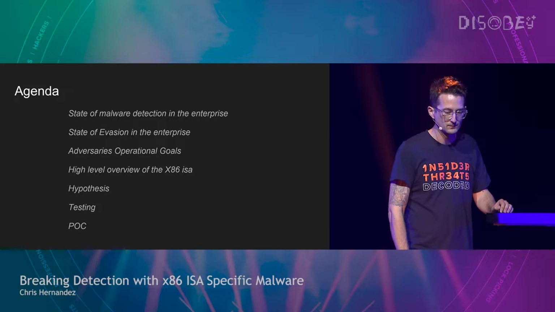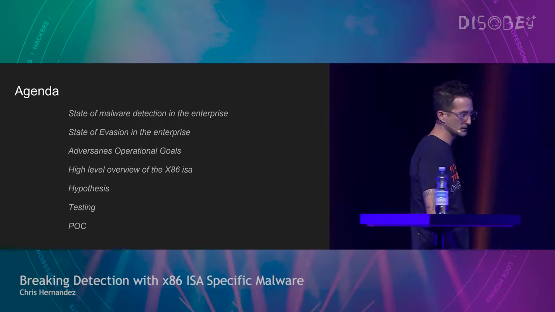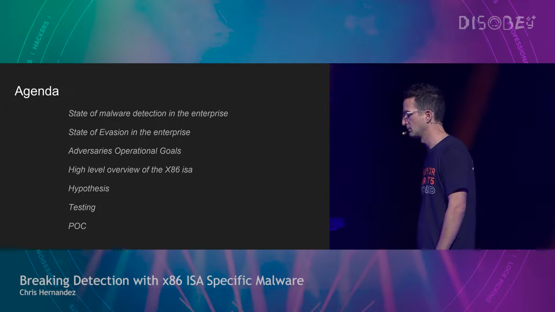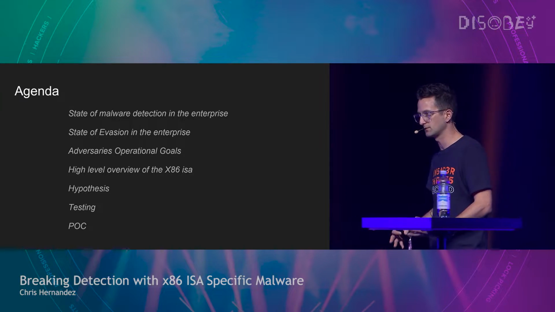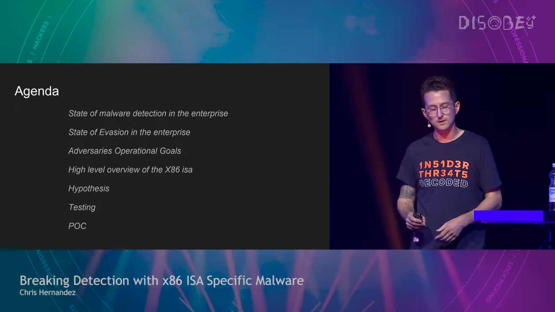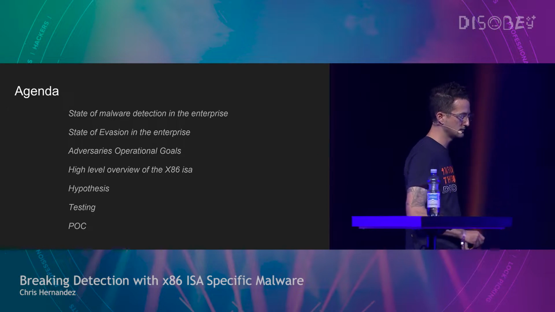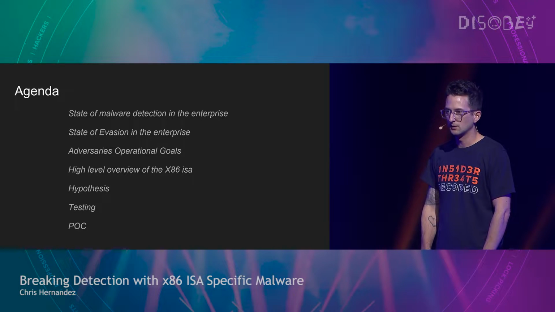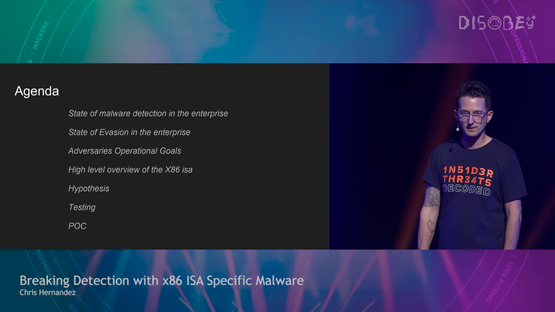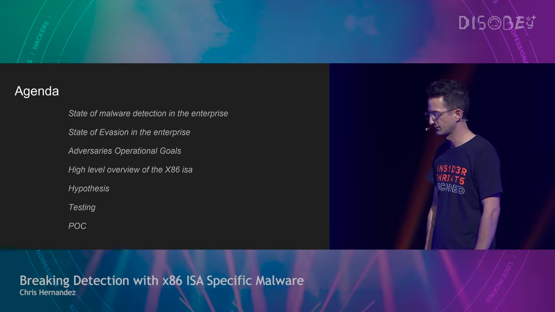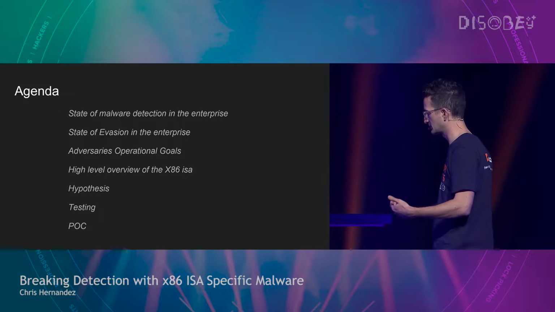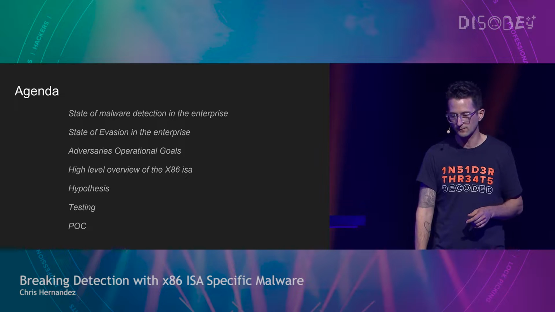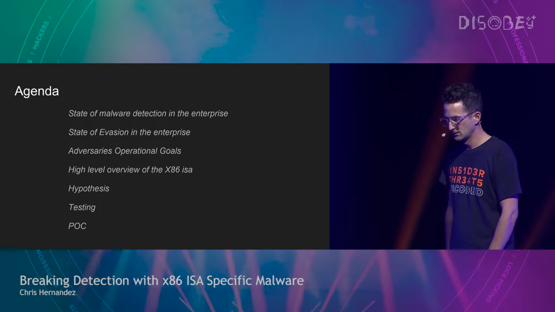But for today's agenda, what we're going to be talking about is the state of malware detection in the enterprise, the state of AV evasion, or what adversaries typically try to do to hide their payloads. And we'll go into a high-level overview of the X86 ISA and go through some thought process, hypotheses, and testing, and then finally we'll have a few proof of concept videos.